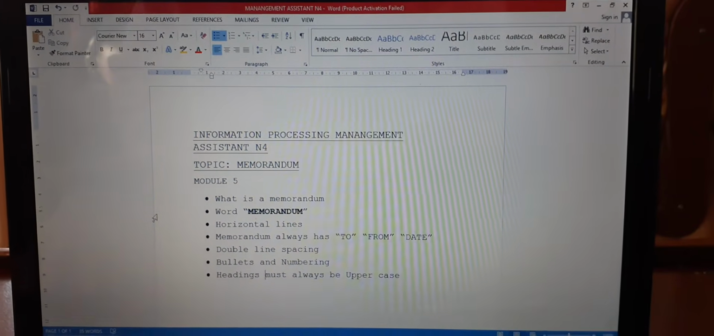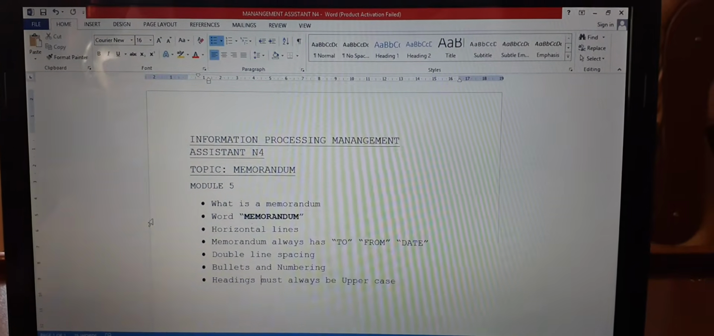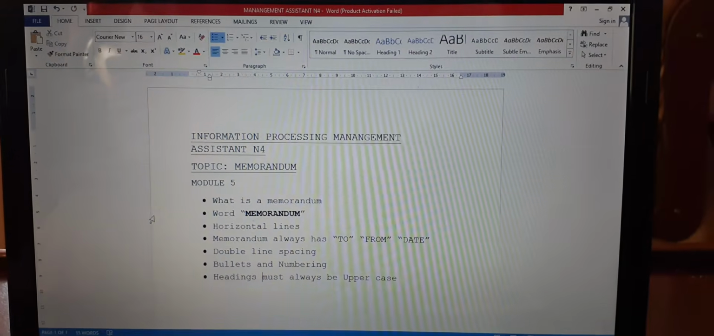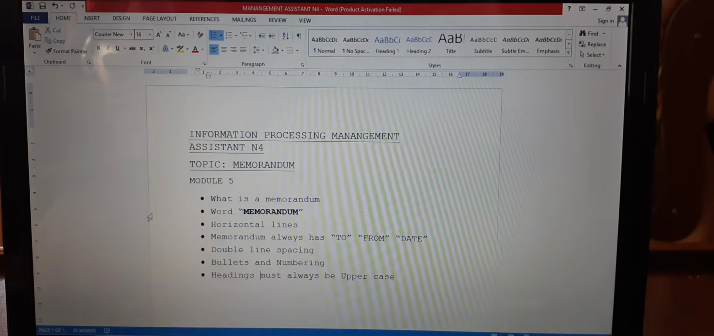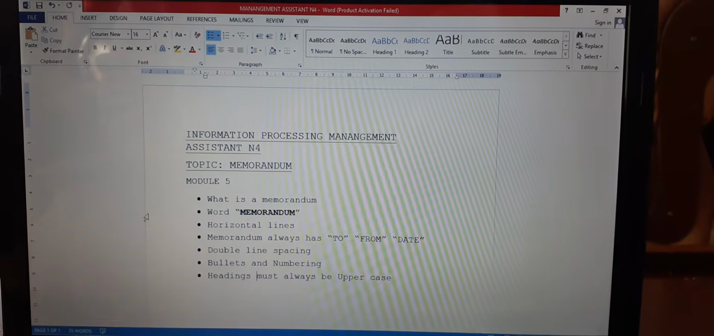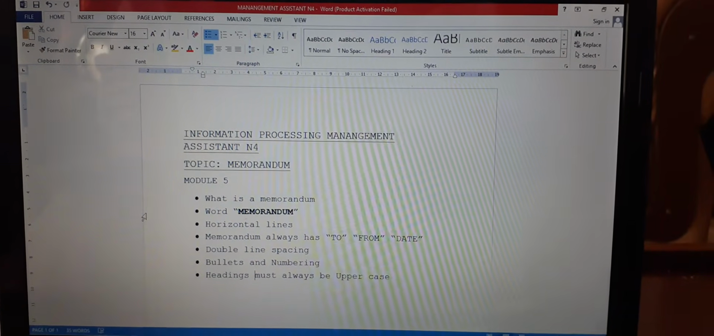The list of demands. Number 2 will include the person who is writing the memorandum, and will also include the person who you are going to give the memorandum to. Lastly, the memorandum must always have the date on which you are drafting the memorandum.